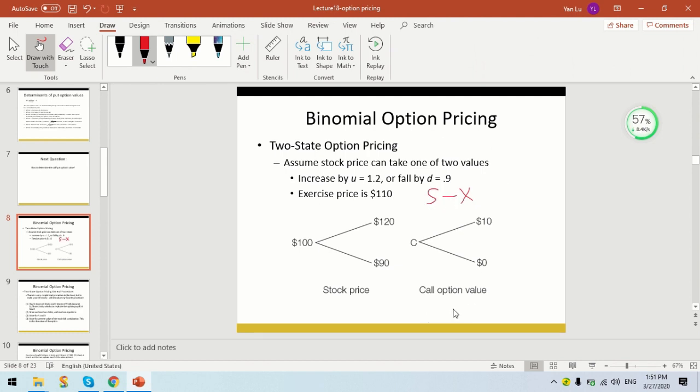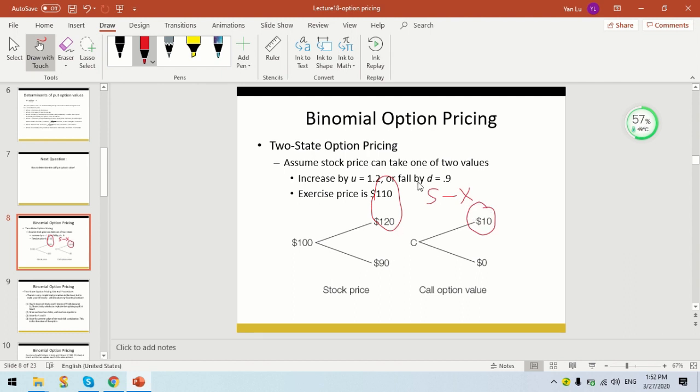Okay, so for the call option's value, it's actually the stock price minus the X price. So let's look at the first scenario. If the stock price increased by 20%, then the stock price is 120. So the call option's value will be S, 120, minus the exercise price here. It becomes $10.